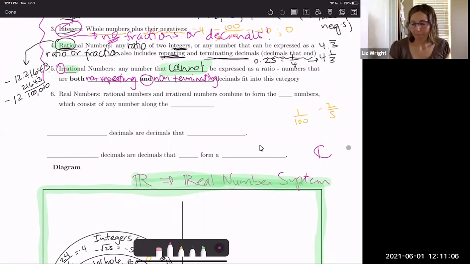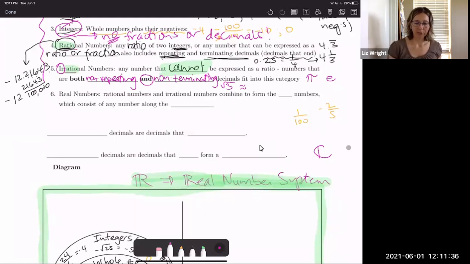So things like pi, that's an irrational number. It's 3.14 and then it just keeps going on forever, and it's a decimal that doesn't terminate and it never repeats. Same thing with Euler's number, or the square root of 3. Put that one in your calculator, you're going to get 1 point something, and it doesn't ever repeat and it doesn't ever end. So it's going to fit into this irrational number category.